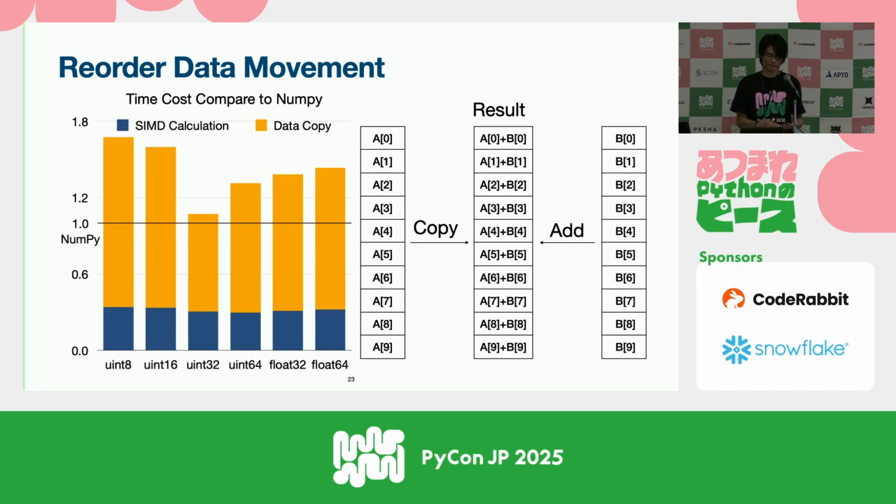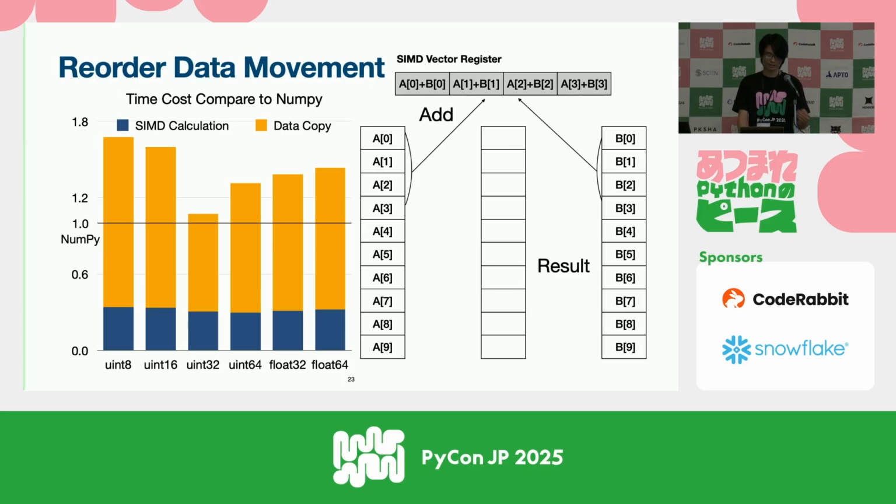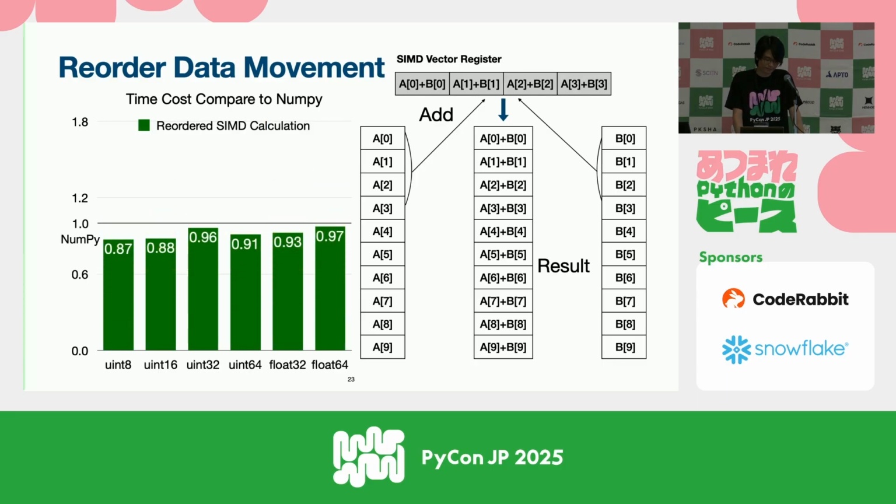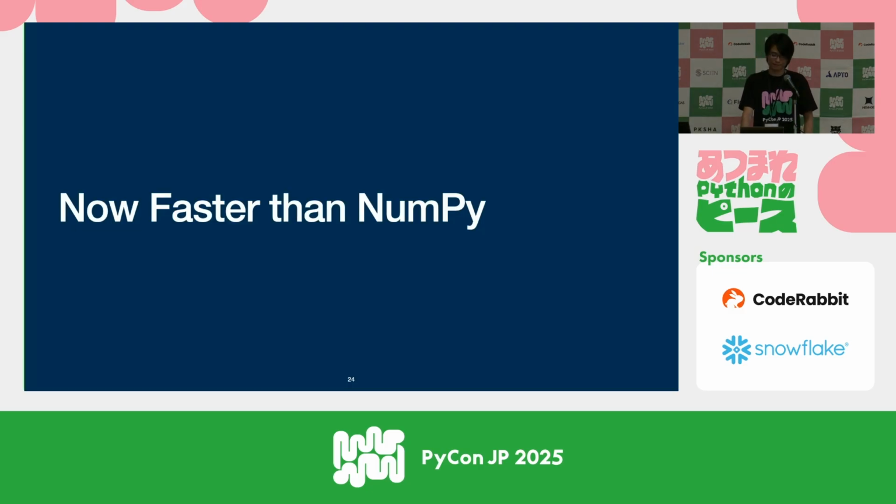The data copy actually takes way more time than the calculation here. So we use another approach: we first do the addition from both operands to the vector register, and then we load the result directly into the uninitialized result buffer. With this approach, the performance gets better, even though it is not as fast as the pure addition in the last slide. And now we are faster than NumPy.